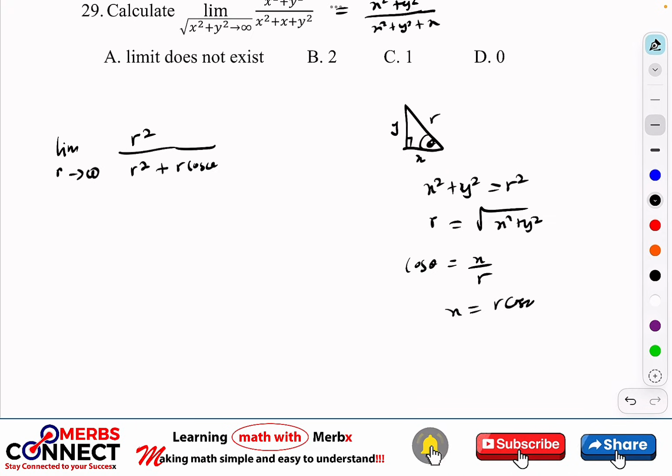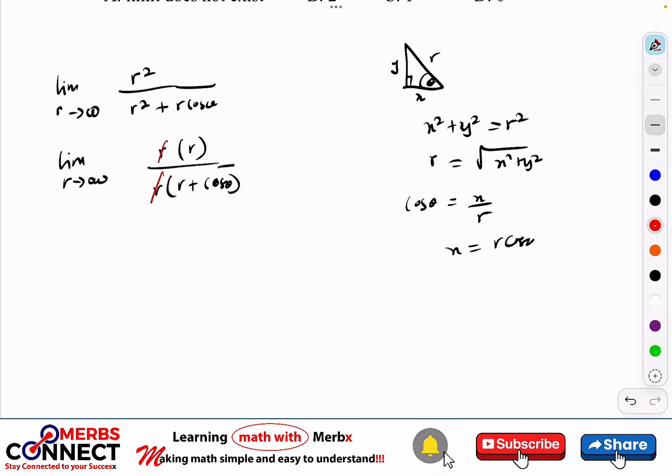Now let's try and do something here. Now we have reduced this one to this. Now I can factor r out and have r. And here I can factor r out and have r plus cos theta. So one of the r will cancel. So this is going to be the limit r is approaching infinity of r divided by r plus cos theta.